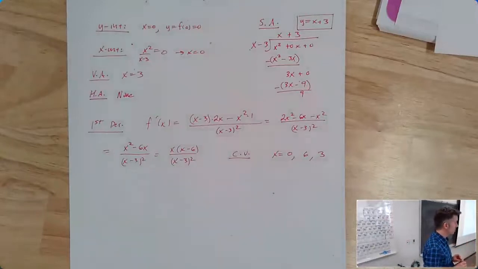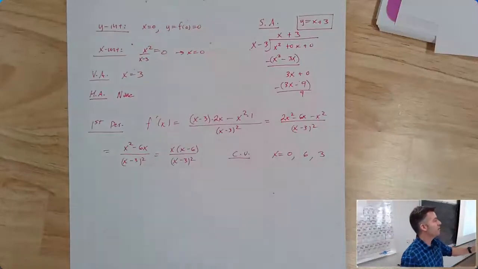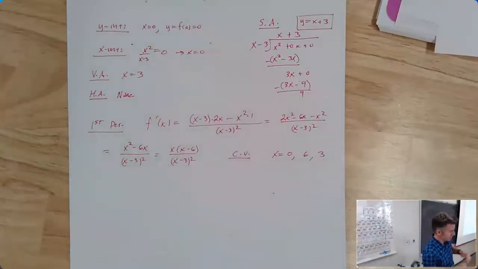Would it be worth it to do the limit as x goes to negative infinity and positive infinity just to see where the end behavior is? No, because we don't need to. Well, just give me a minute and I'll expand on that.